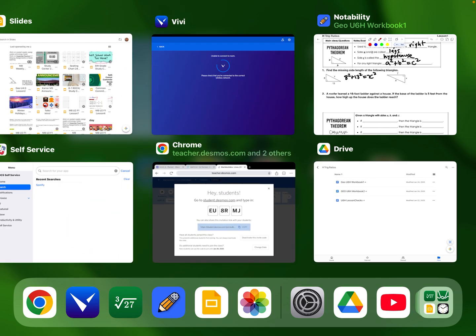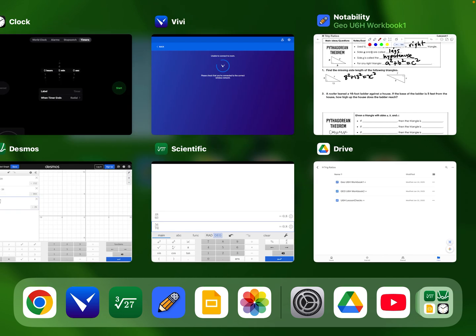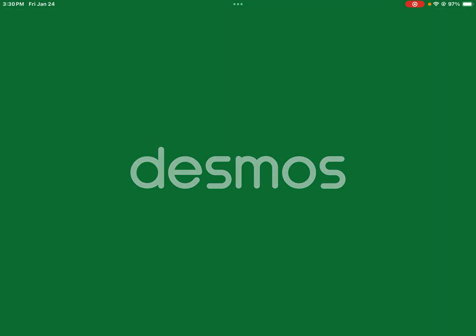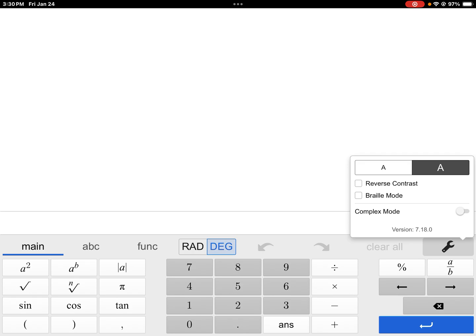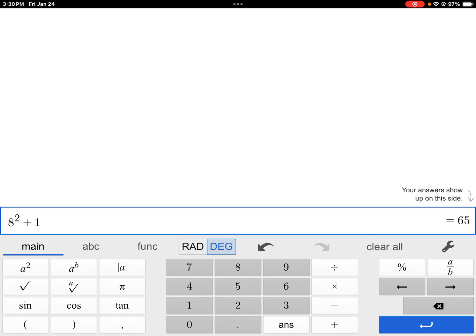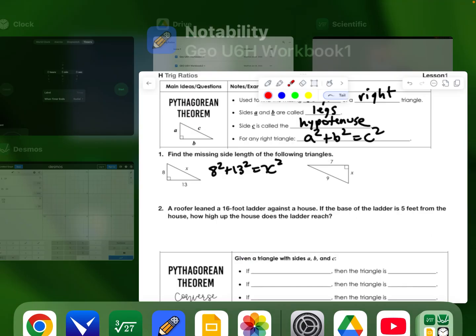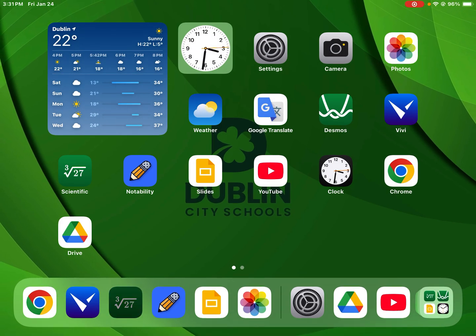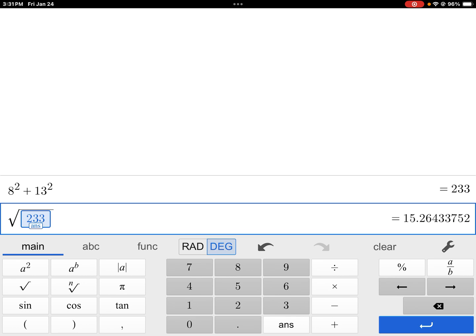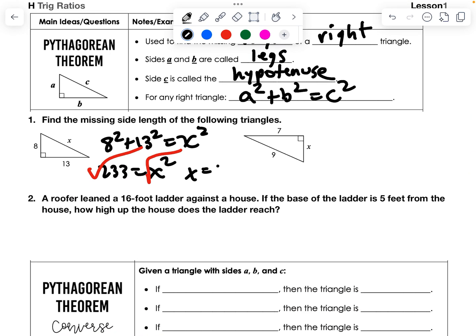So let me flip to my calculator. Okay. So we would have 8 squared and 13 squared is 233 equals x squared. And then we go ahead and we square root both sides. So we get x equals the square root of 233. So the square root of the answer, 15.26. We need at least 2 decimal places here for accuracy. That's always a good way to start.